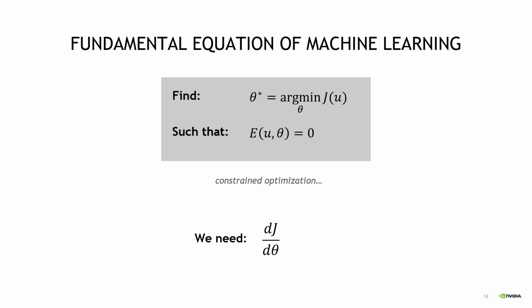So we have all the ingredients. We have the state U, the control theta, the equation for the state, and we have a cost function J of U. And the goal is to find the optimal control that minimizes the cost function J. So it's basically a constrained optimization problem. And like I mentioned before, what we're after is computing the gradient of the cost function with respect to the controls. That's our goal.